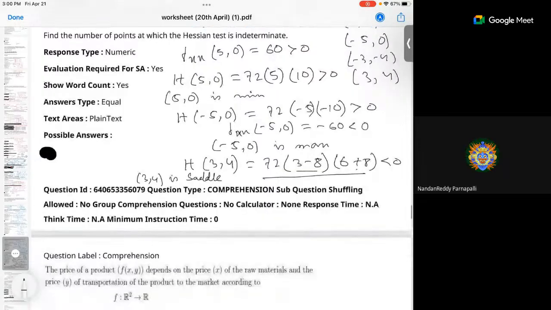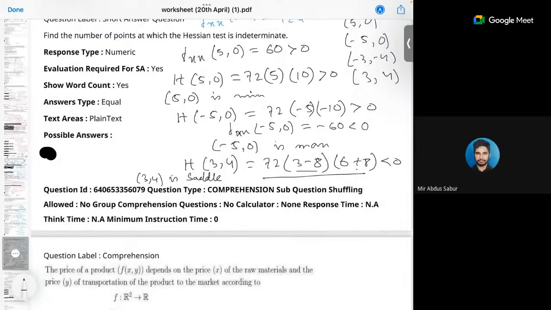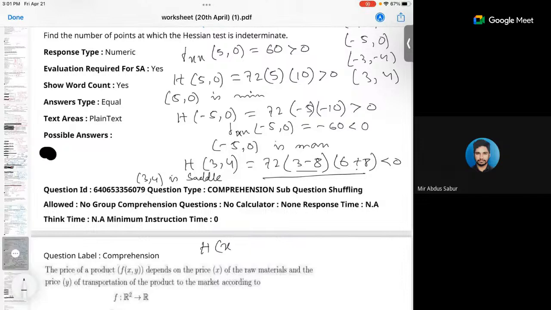And so, if the determinant is 0 or less, in both cases saddle point, right? No, no, if the determinant is 0, it is indeterminate. Oh, okay. If H_xy is equal to 0, then AB.